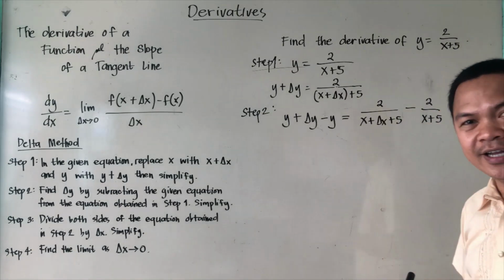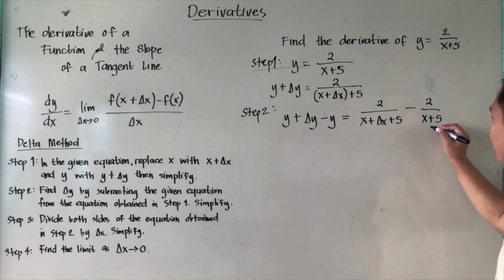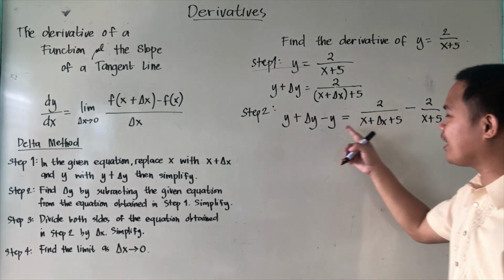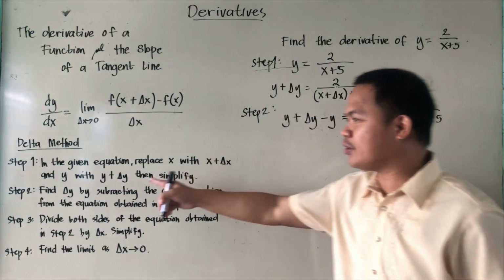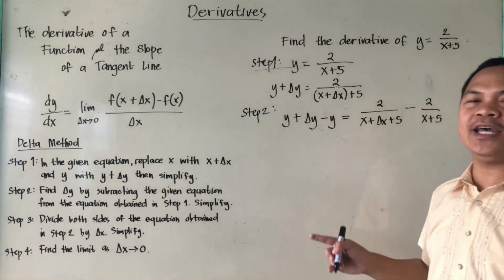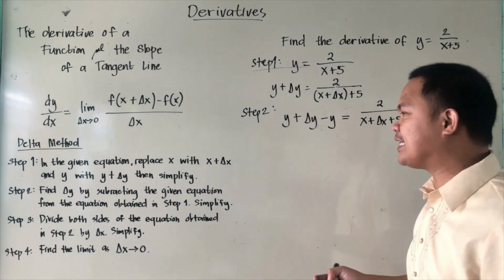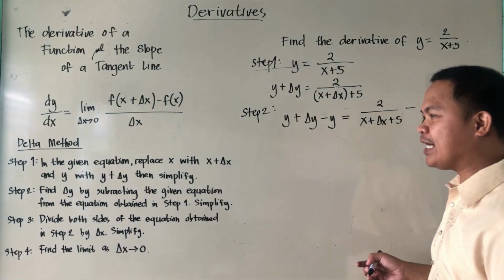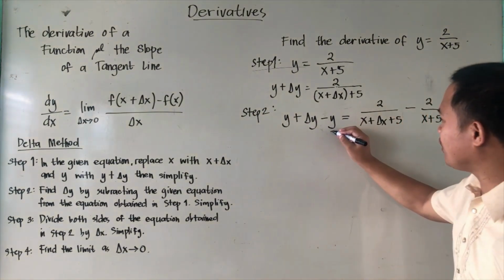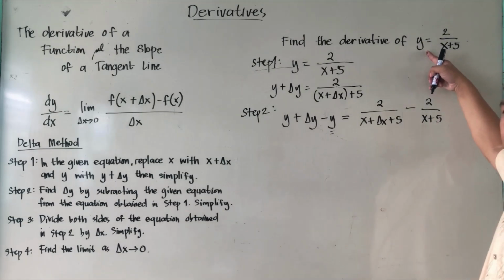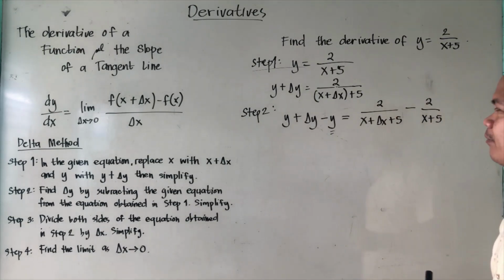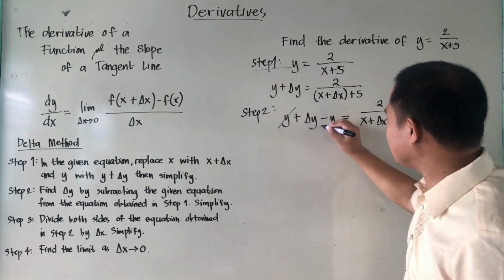Are you following? You may ask, sir, where did the 2 over x plus 5 come from? Where did the y come from? It is stated in step number 2 that we need to find the change in y, or the delta y. So I just copied the function, which is y is equal to 2 over x plus 5. So we have to cancel this.